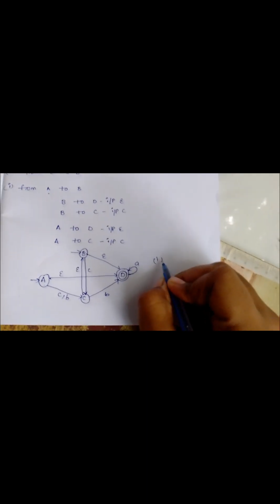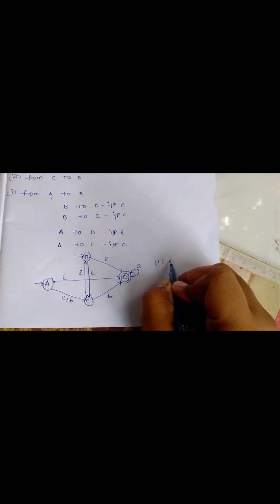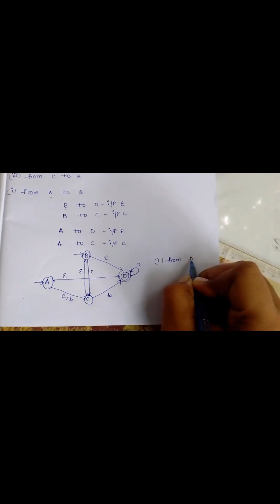Again there are three null transitions. The first one is from A to D. Next, from B to D. And the third one is from C to B. Now we have to remove the null move from A to D.